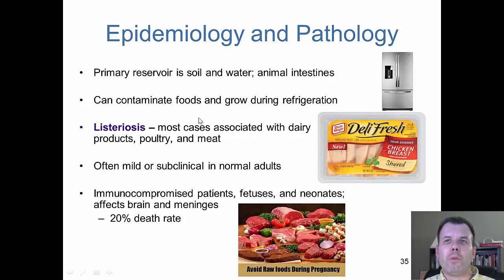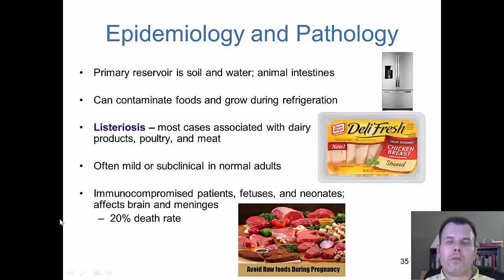Again, what happens is when you have these intestines and these things that get into that, they can contaminate food. Okay, they grow during refrigeration and grow in the cold. And so they grow really well in the refrigerator. And then the listeriosis in most cases is associated with either dairy products, poultry, or meat. And again, they get into the meat and cause problems, and they often are mild or subclinical in most people. Again, you may get some diarrhea or vomiting or other things, and so it can cause some issues there. Okay, and then typically it goes away and you don't think of it anymore.